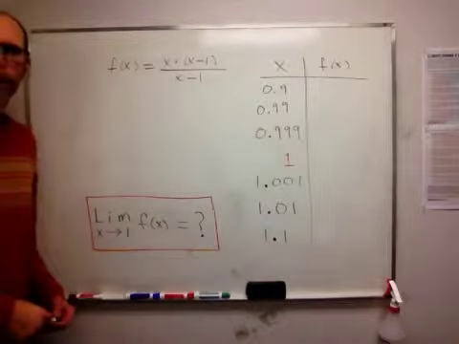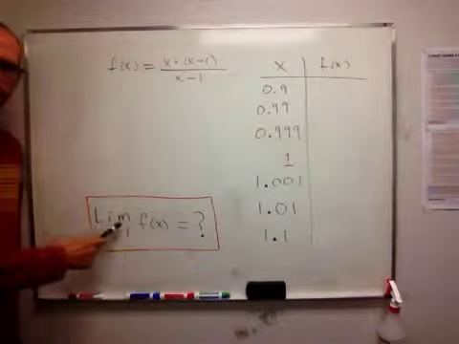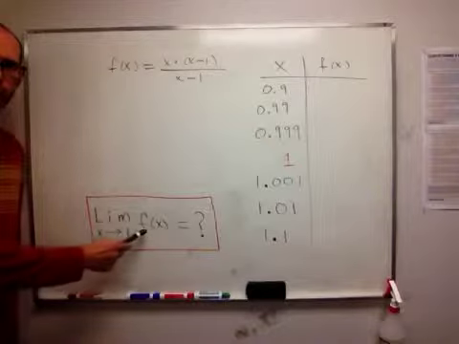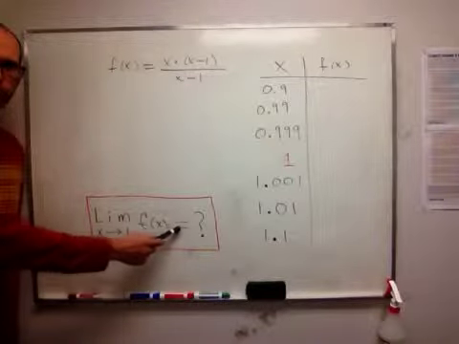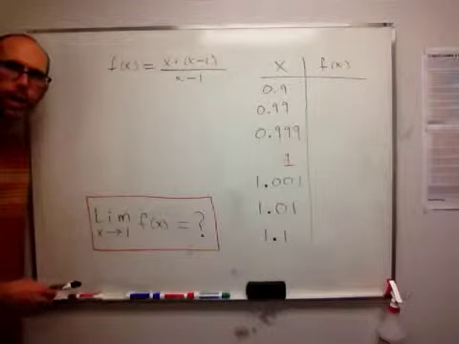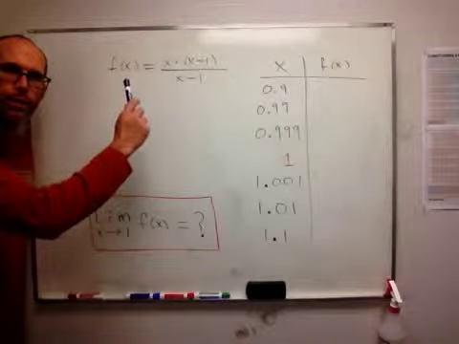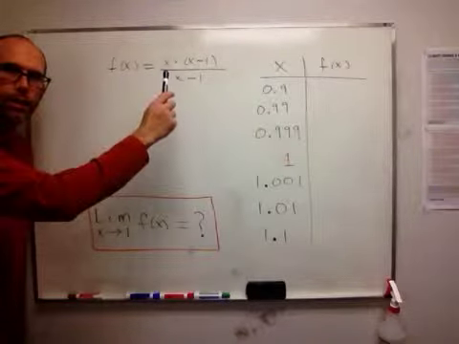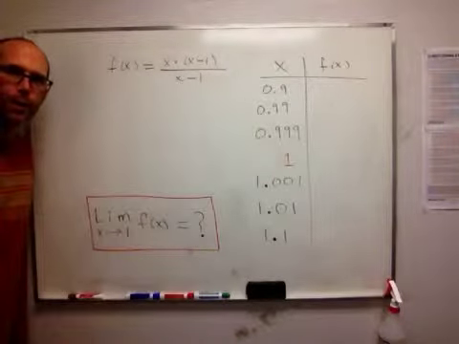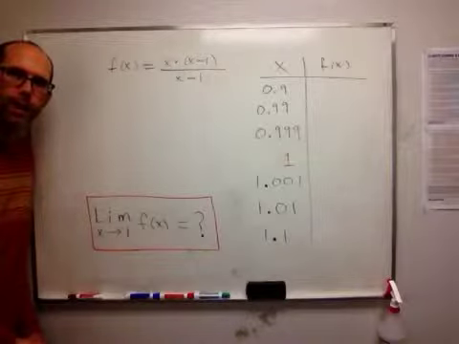Okay, so today what we're going to do is find the limit as x approaches 1 of f of x. See, that's what we want to know. Okay, the thing to take into account here is that our function f of x is equal to x times x minus 1 over x minus 1. This is very similar to the first problem you looked at in the Khan Academy video.